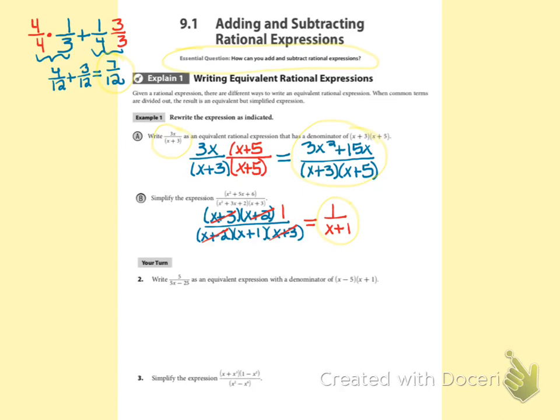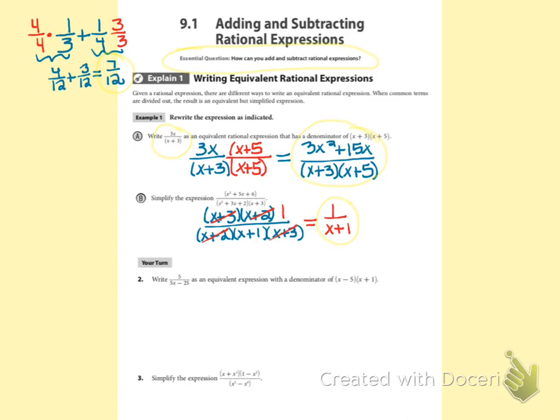So we're going to go ahead and give you an opportunity to try these on your own, an example like each one of the two that we've gone over. In the first one, number 2, we're going to write 5 over 5x minus 25 as an equivalent expression with a denominator of x minus 5 and x plus 1. And actually I'm going to get you started on that one. And then the second one is to simplify, so do as much factoring and reducing as you can possibly do.